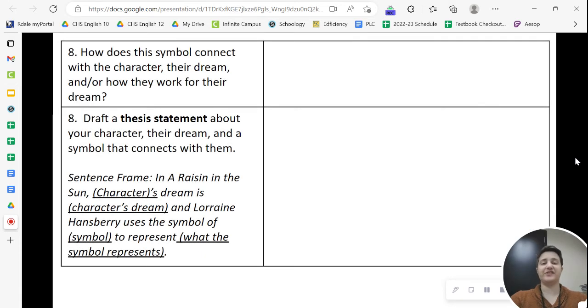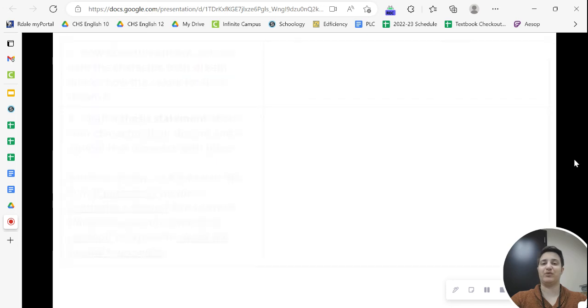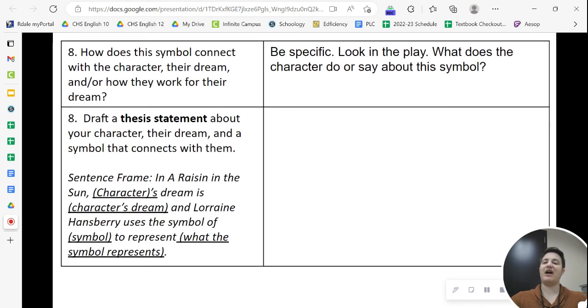Our last pieces will be your argument. What are you going to say about the character and their symbol? So, number 8, you're saying, how does this symbol connect with the character, their dream, and or how they work for their dream? Be sure to be specific. Use details from the play. What does the character do or say about this symbol? How does it come up for them? What does it seem to mean for them?